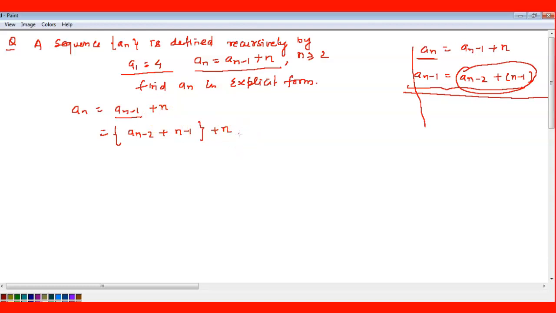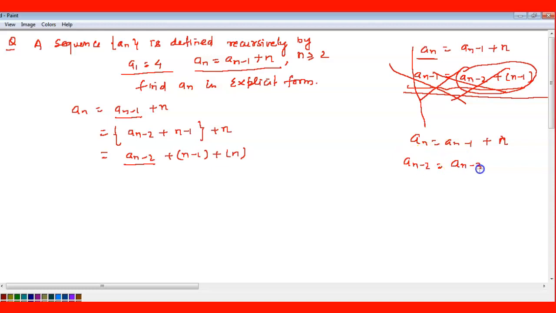Any doubt in this? So you can also write a_{n-2} + (n-1) + n. You can write it separately because all are additions only. Now a of n minus 2 has to be substituted. Just delete these terms; don't confuse this. Whatever the general term was, a_n = a_{n-1} + n, write that again and replace with n minus 2.